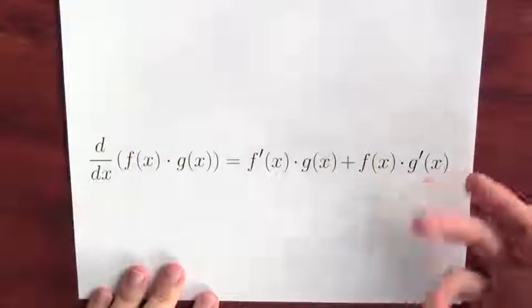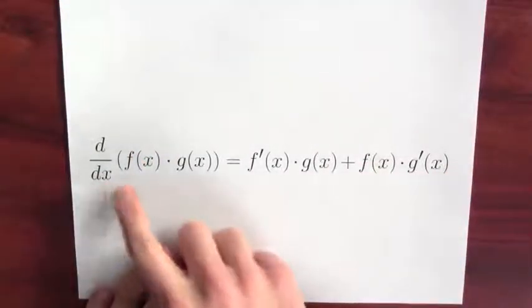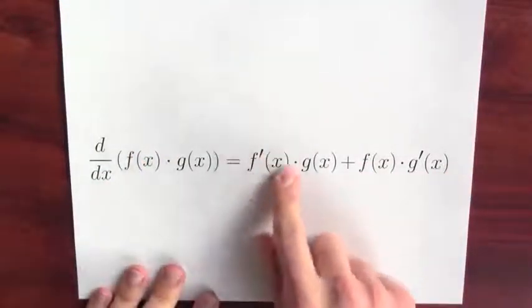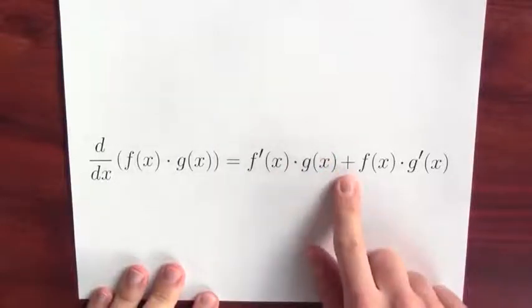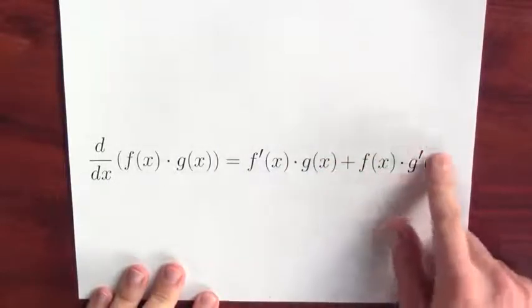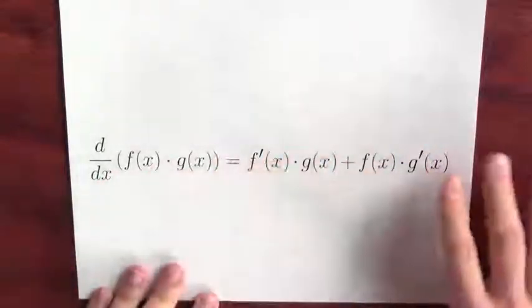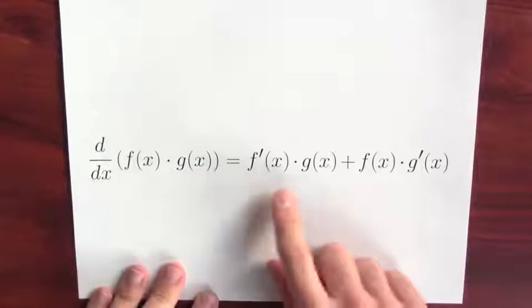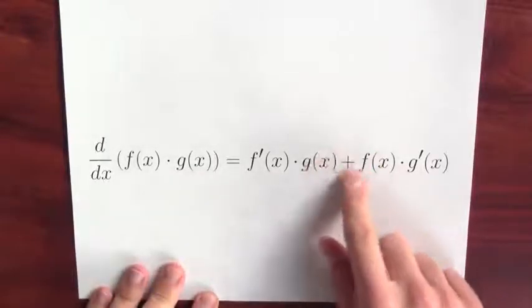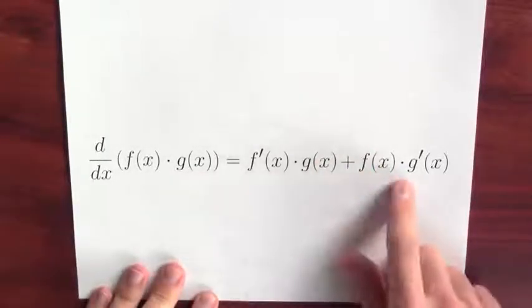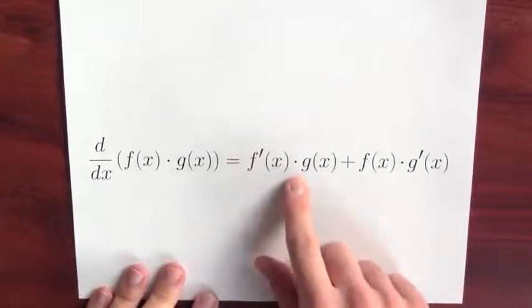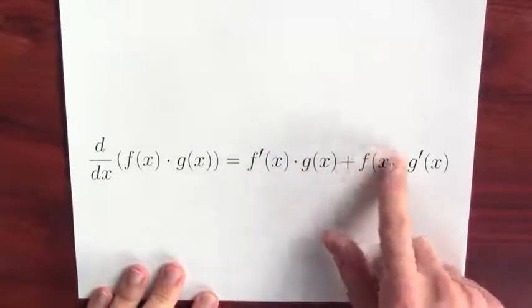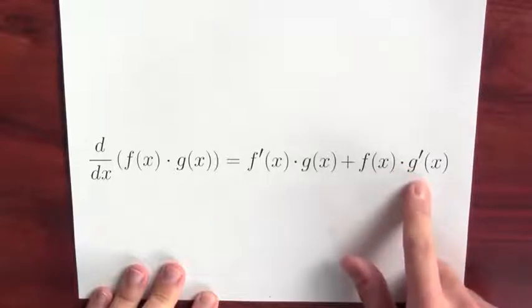What's the derivative of a product of two functions? The derivative of a product is given by the product rule. The derivative of f times g is the derivative of f times g plus f times the derivative of g. There's a bunch of things to be warned about here. This is the product of two functions, but the derivative involves the sum of two different products. It's the derivative of the first times the second plus the first times the derivative of the second.